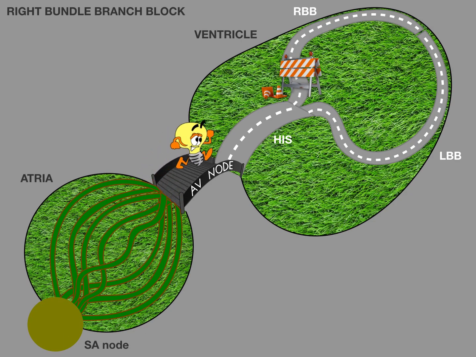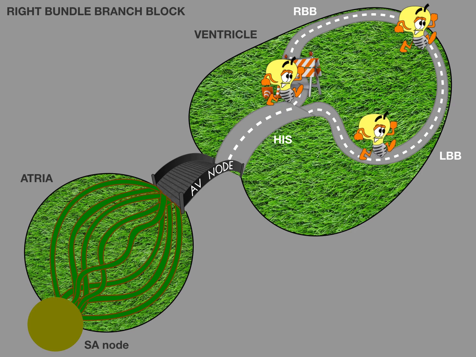Moving on to right bundle branch blocks. So here it is the right bundle branch that is blocked. So signal comes from the SA node through the AV node. When it gets to the right bundle branch, it is blocked.